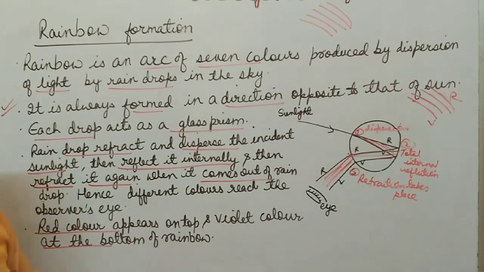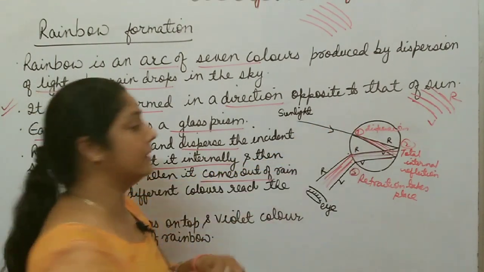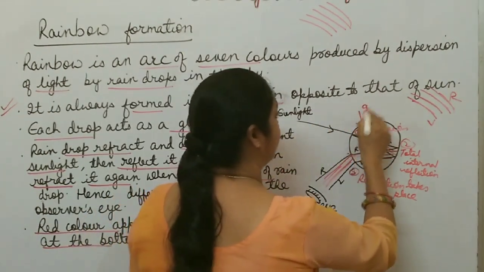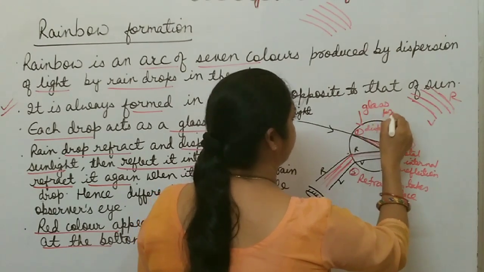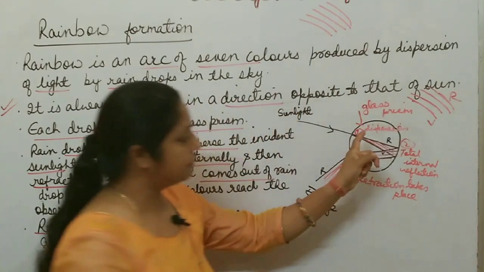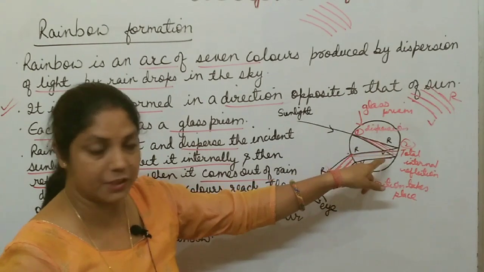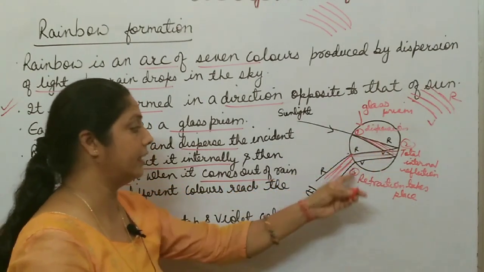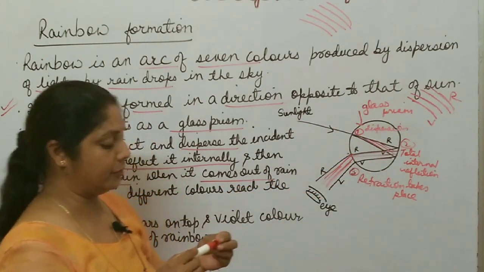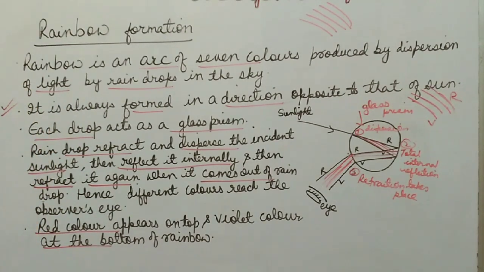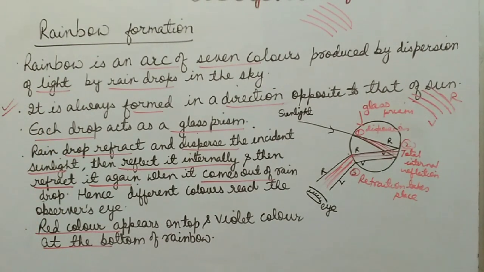Here 3 processes take place. You must remember these 3 processes. Raindrops act like a glass prism, and you know what happens inside the glass prism. First light dispersion takes place, then total internal reflection, then again refraction takes place, and a human is able to see this rainbow. Okay, please take a screenshot of this one.